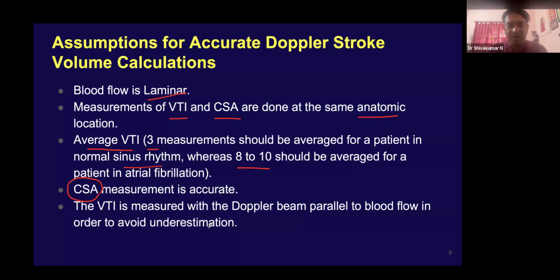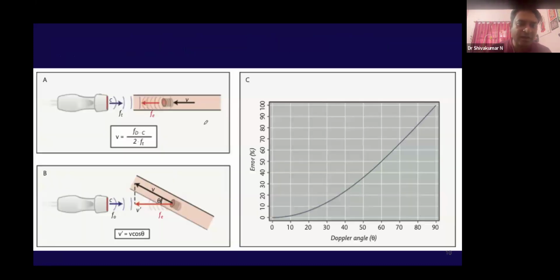Among all the assumptions, the most important one with VTI is that when we measure, the Doppler beam should be parallel to the blood flow to avoid underestimation of VTI. To give an example, here is the direction of the echo beam and here is the direction of the blood flow. Both should be parallel to each other. Suppose you are getting a wrong angle, where blood flow is in this direction and your echo probe is in this direction. You get this angle called theta, which is the Doppler angle.